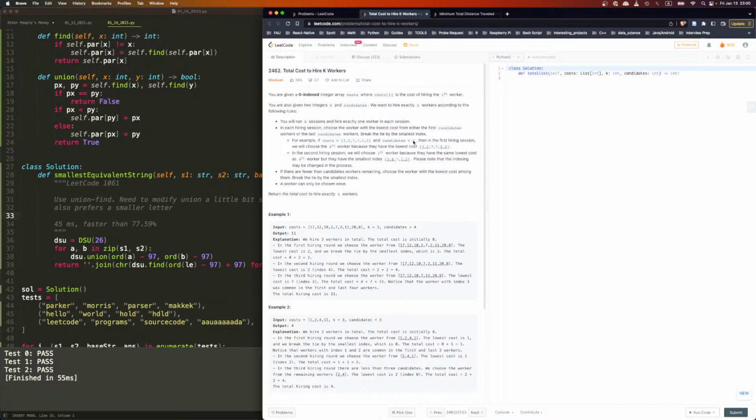Okay, so given this, we have what, 17, 12, 10, 2, 7, 2, 11, 28. So we do 3 rounds. Each round we can pick 4. So we have 1, 2, 3, 4 in the front, 1, 2, 3, 4 at the back. And then we pick the smallest. Well, we pick this, so it'll be 2. Next round, 4. Smallest will pick this. Next, what about overlapping? I guess overlapping doesn't matter, right?